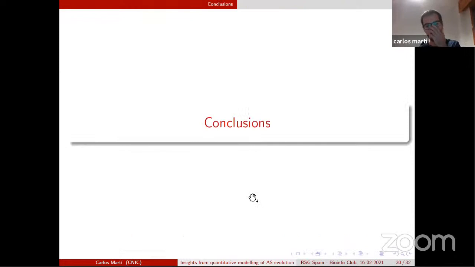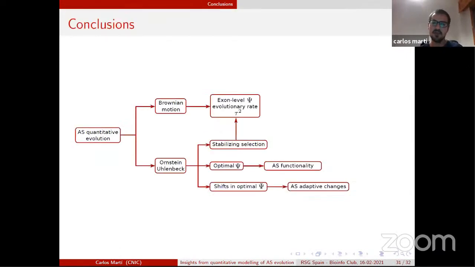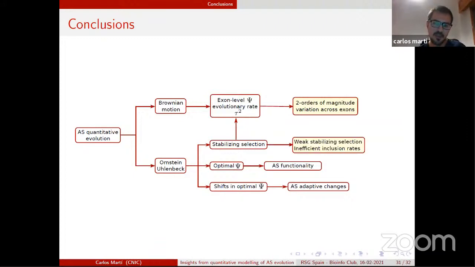So to conclude, finally, coming back to our main diagram, in which we have a summary of the things that we were able to study with these models. We have seen that there is a lot of variation in the rate of evolution across different exons, that exon inclusion rates are evolving under weak stabilizing selection that leads to inefficient inclusion rates of exons. And then we also saw that this variability in the rates of evolution is not driven by natural selection, but by variability in the rates of neutral evolution.